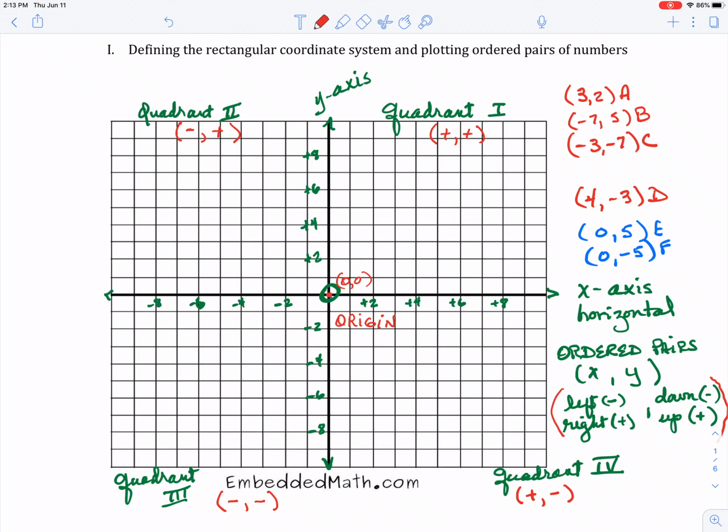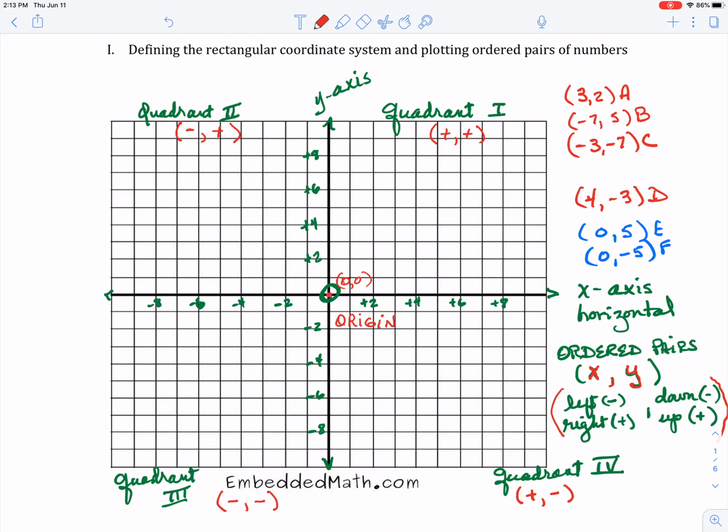So I've got some points listed over here. These points are called ordered pairs. The first coordinate is the x coordinate, and it gives you motion on the x-axis. The second coordinate is the y coordinate, and it tells you the motion on the y-axis.